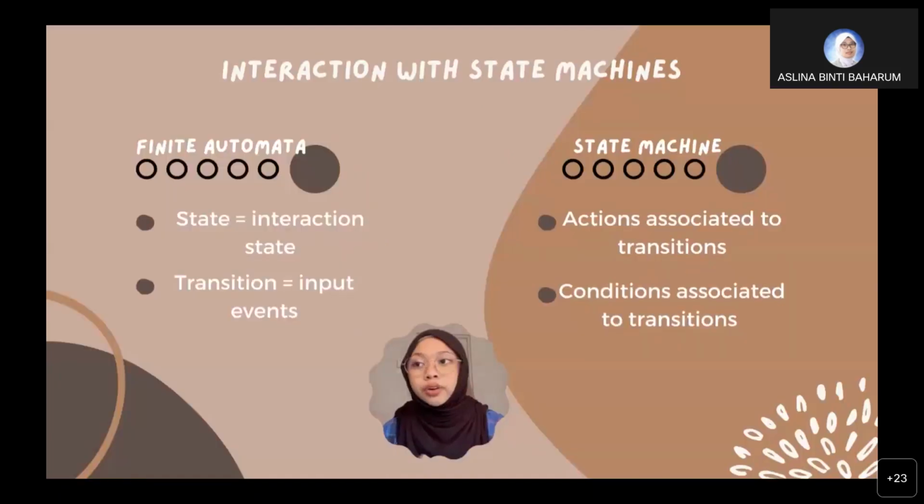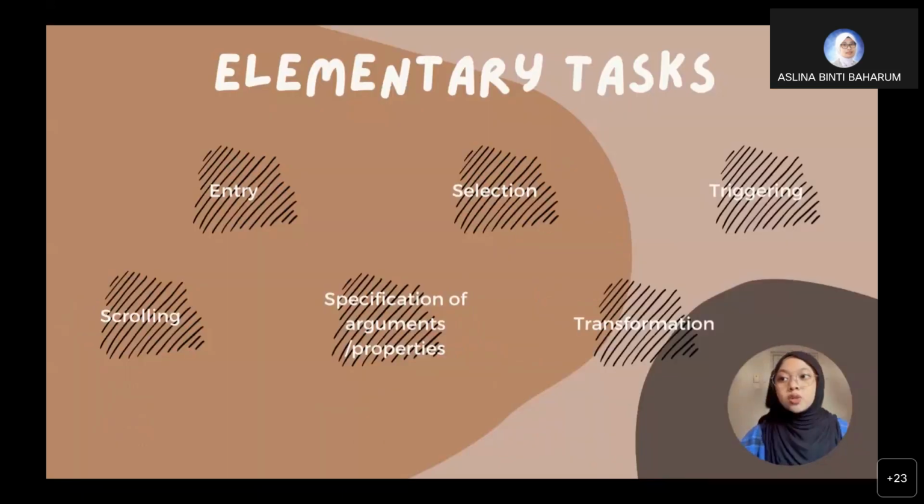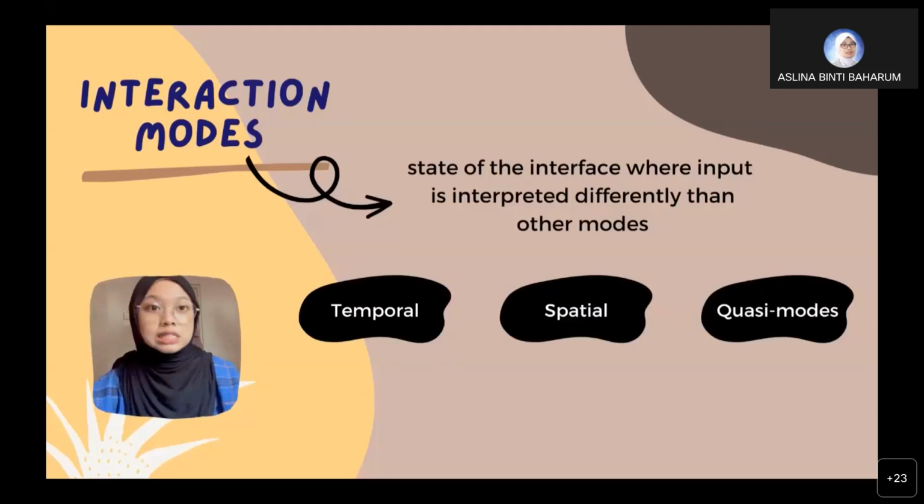Next we have interaction with state machine. There are constituents, which is finite automata and state machine. For finite automata, there is state, which is the interaction state, and transition, which is input event. For state machine, there is constituents, which is the actions associated to transition and condition associated to transition. Next we have elementary tasks. There are 16 to remember, which is entry, selection, triggering, scrolling, specification of argument or properties, and the last one is transformation.